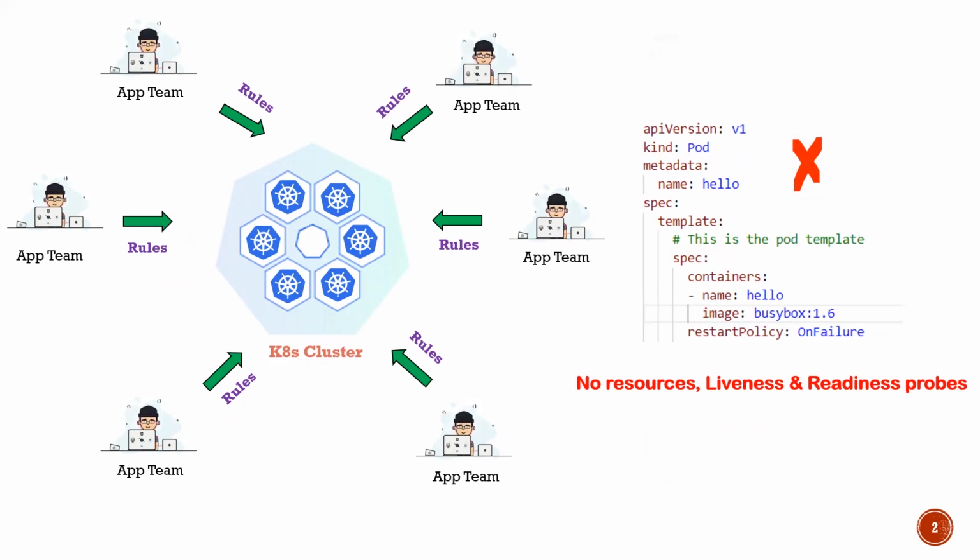If the pod spec doesn't have a resource block, then the pod can use resources as it requires, which might impact other application deployments also. With that, your pod is not marked as a guaranteed pod. And if we don't have a liveness probe or readiness probe, then if the application goes into a deadlock situation, it won't be restarted, which might impact the incoming traffic.